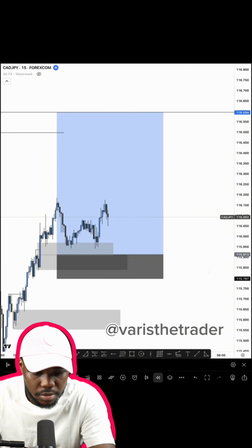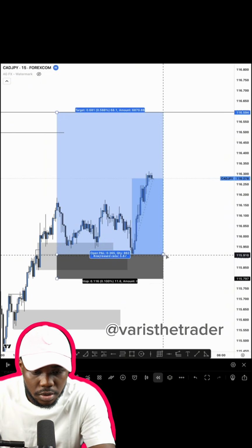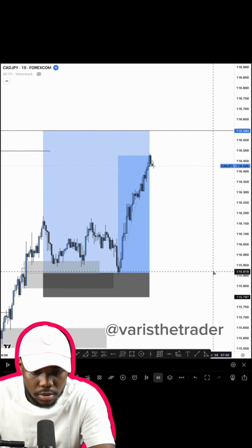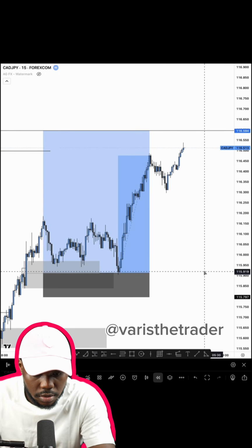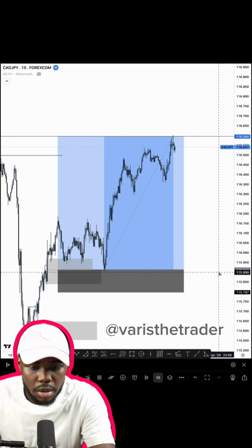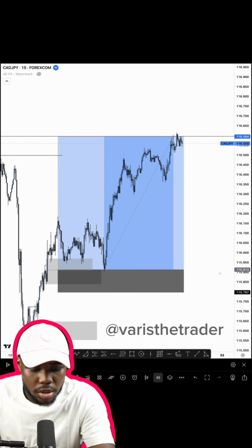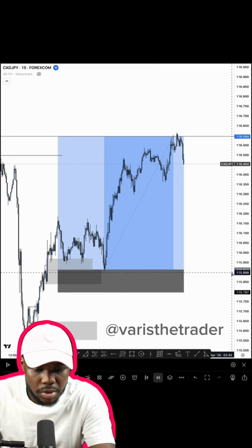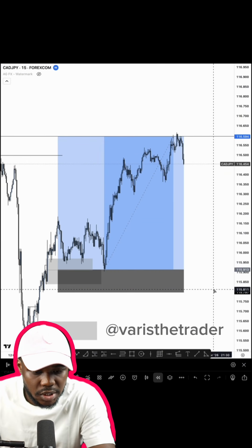So playing price. We have this nice mitigation here, and boom, TP hits. Nice clean trade. Using top-down analysis works every single time.